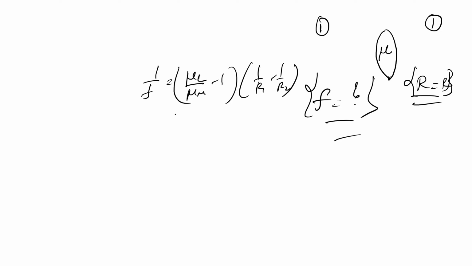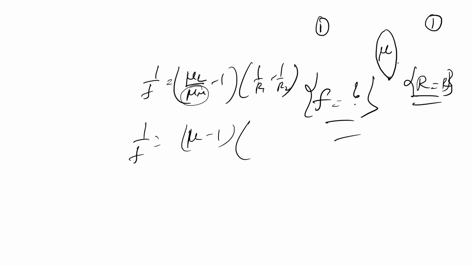Yes, sir. Already derived, the lens maker's formula. Now here the medium is 1, and the lens is given as mu. Can I write it as mu minus 1 here? 1 by f is equal to mu minus 1 into 1 by R1. You carefully see now.